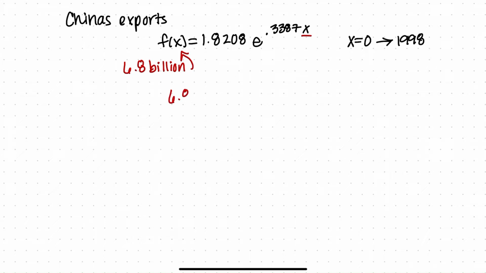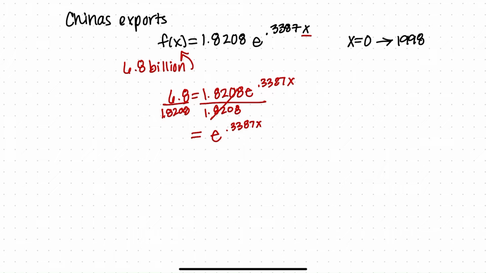So we'll have 6.8 equal to 1.8208 e to the 0.3387x. I'm going to divide both sides by 1.8208. That leaves me with e to the 0.3387x. Over here on the left side, I'm going to do my calculated value just using my calculator. 6.8 divided by 1.8208. That gives me 3.73. Now I am going to retain this number in my calculator as I go so that I don't actually round until the very end.